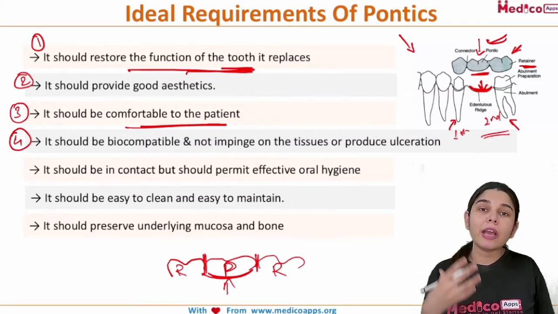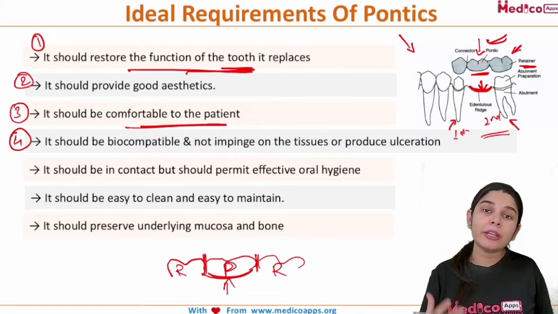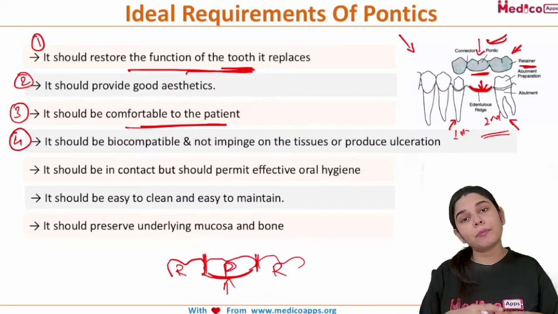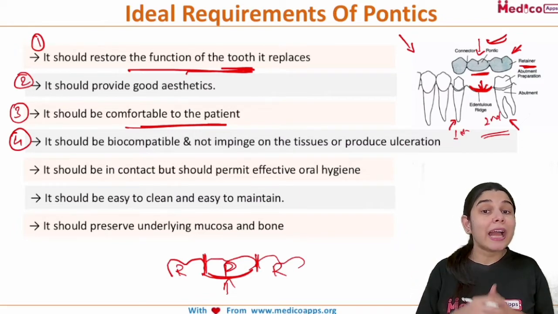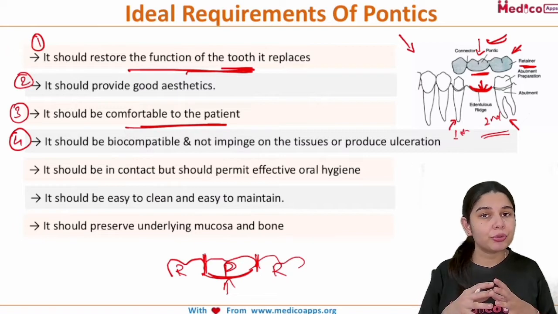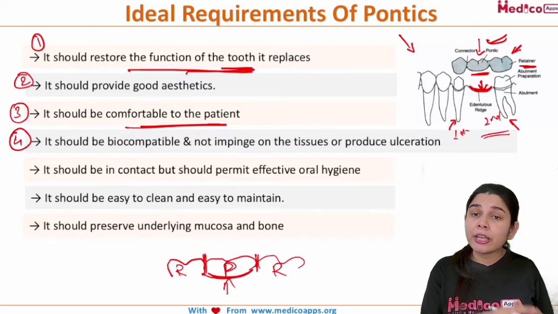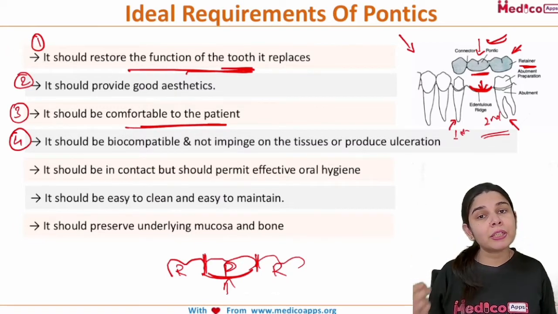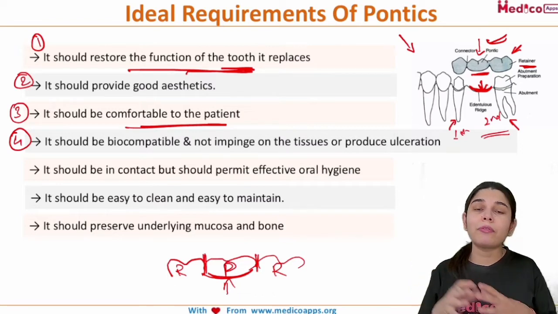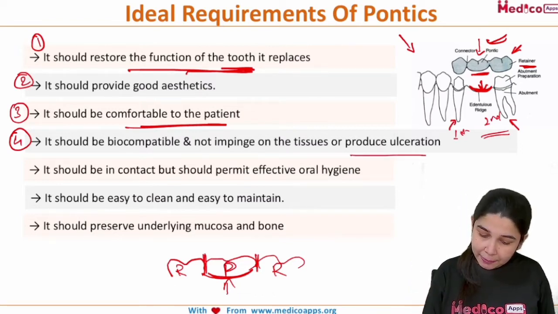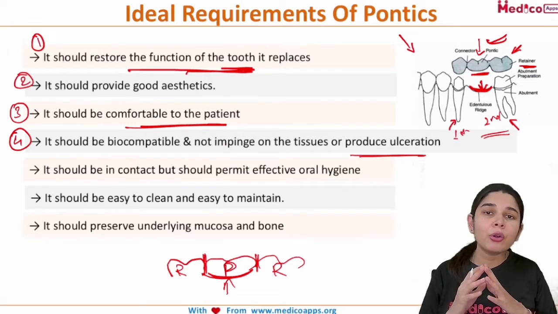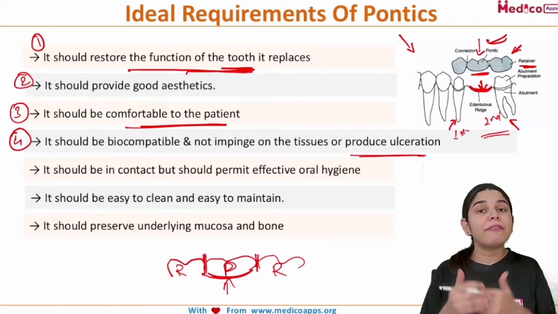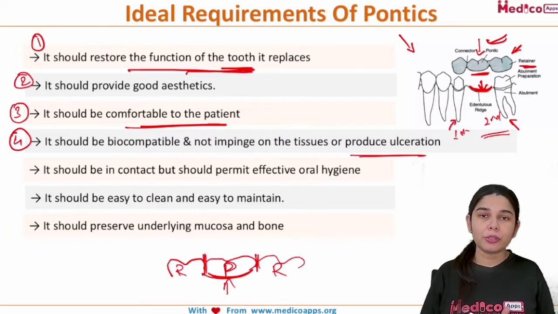Definitely, if we are giving something into the oral cavity, it should be oral friendly. So it should be biocompatible and should not impinge the tissues. Now, if a prosthesis is impinging on the tissues, what will be the result? It will definitely produce ulceration inside the oral cavity. So we don't want such kind of Pontics if it is impinging the oral mucosa.